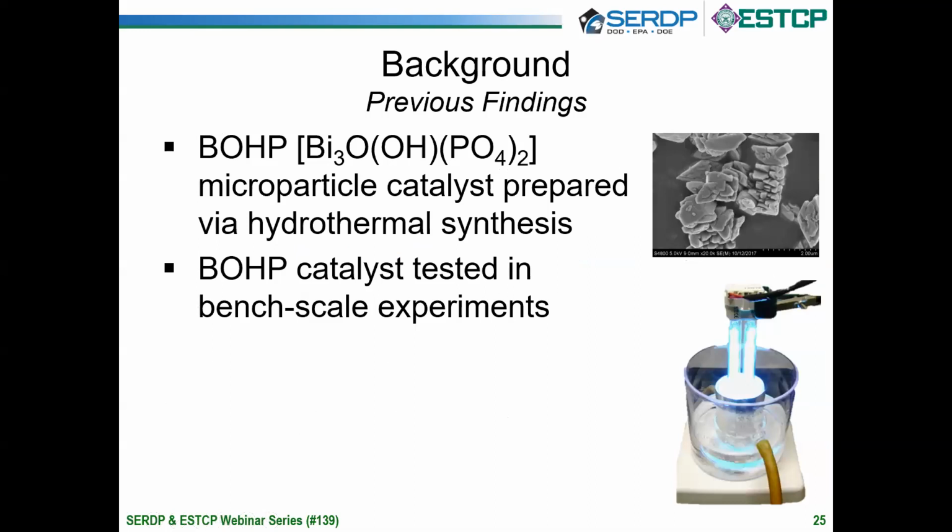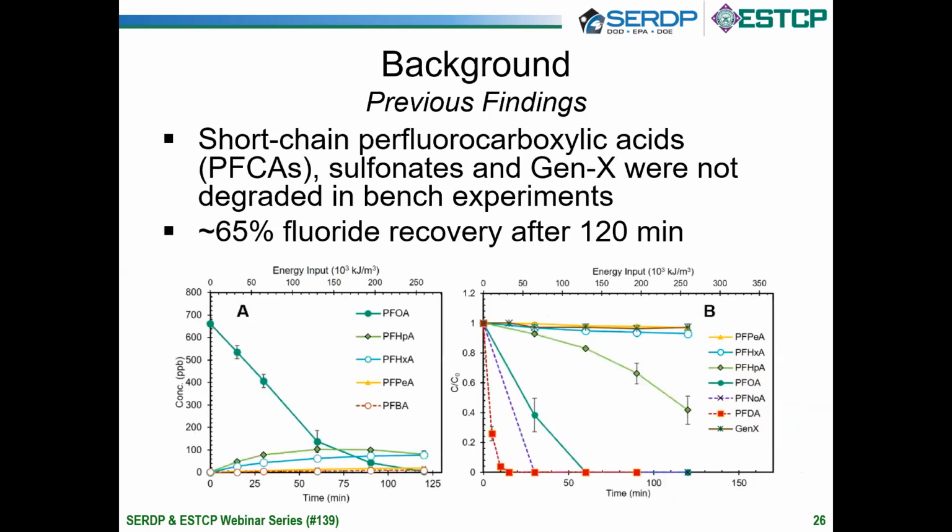So here's some background on the specific catalyst we're using. We discovered this material and found that it was more effective than any of the other materials in the literature. We haven't compared it to every other one directly, but it certainly seems to rank among the most effective semiconductor photocatalysts for PFCA degradation. They're in the form of microparticles that we prepare through a hydrothermal synthesis reaction. We've done extensive testing in bench scale experiments as well as larger scale experiments, and I'll be explaining both results.